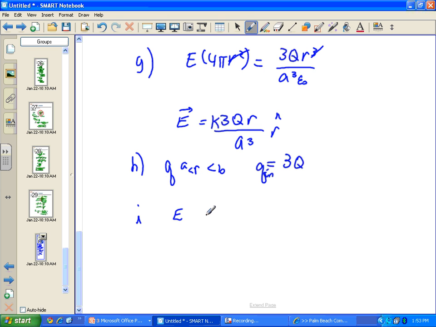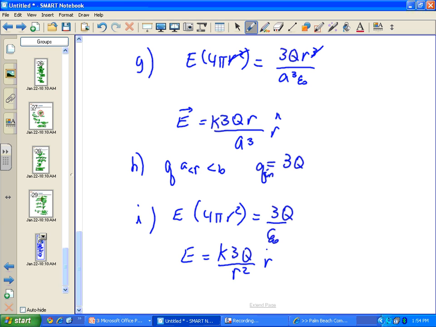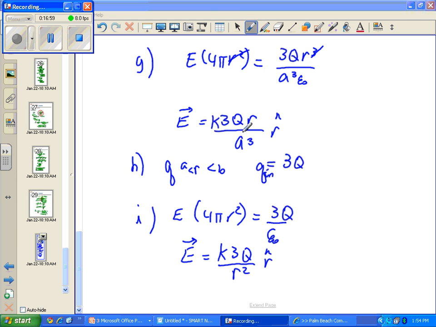If we want the electric field, E times 4 pi r squared equals 3Q over epsilon naught, and this becomes E equals, with 4 pi epsilon naught being k, 3Q over r squared in the r hat direction. Well, this concludes the last part of the problem-solving session for Chapter 24. Until next time.